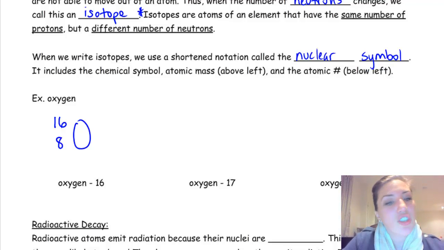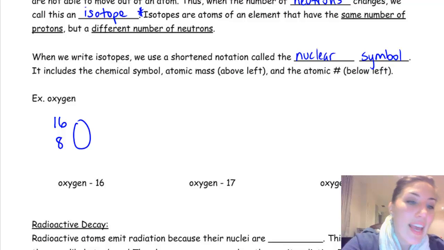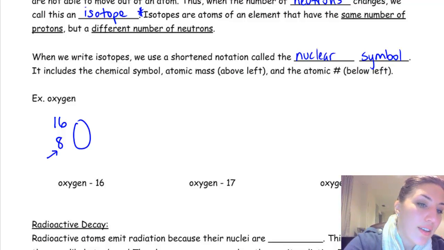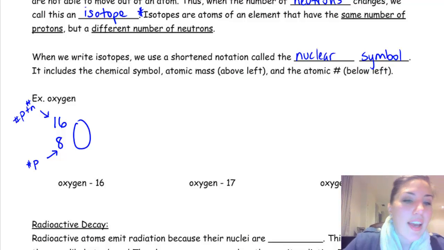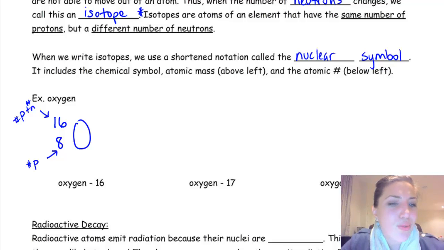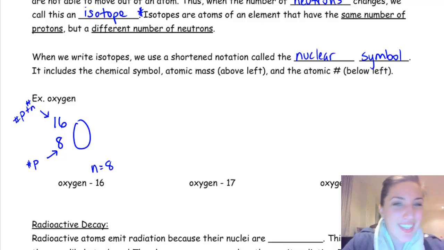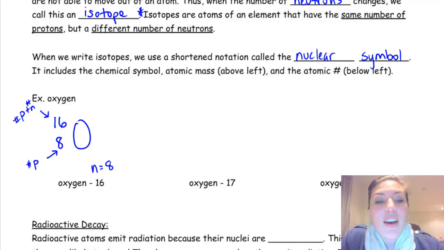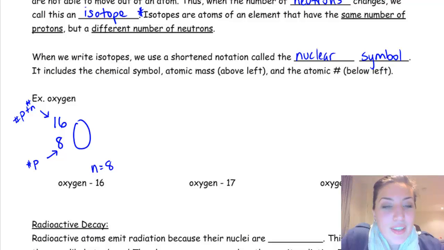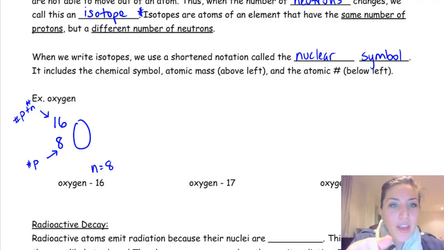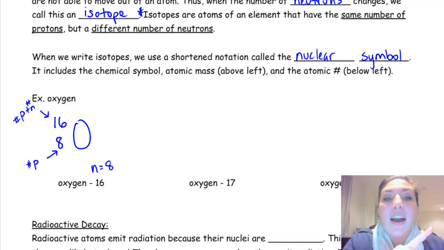So if we have oxygen, oxygen has 8 protons, and it has the protons plus the neutrons equals 16. So how many neutrons would oxygen 16 have? Well, the number of neutrons would be 16 minus 8, which equals 8. So here, the oxygen O symbol, chemical symbol with the atomic mass on the top now and the atomic number on the below left.